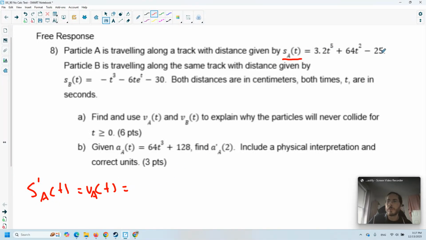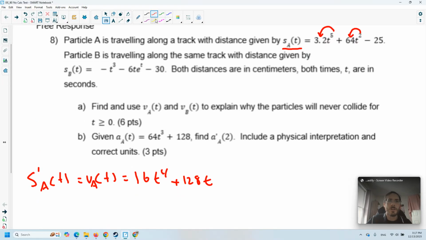So when we take our derivative, this one's kind of nice. We just have to do a couple power rules. So we're going to multiply by 5. So 5 times 3.2. So that's 15 plus 1 is 16. And then we subtract 1, so t to the 4th. We can do the power rule again. So 128 t. So 2 minus 1 would just be 1. And then minus 25, derivative of 25 is 0, so I don't need to write that. So we got VA of t. Now we need VB of t. So that's the derivative here.